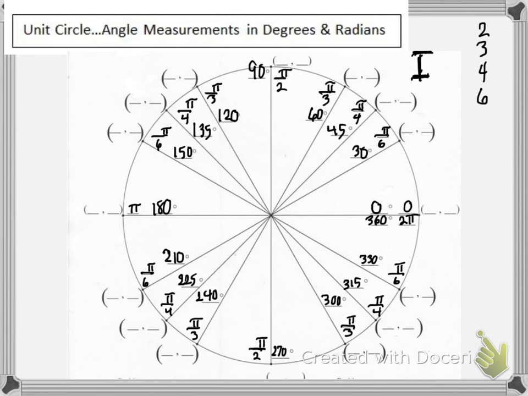Over here in quadrant 2, I'm going to say, if I take the bottom minus 1, I get the top. So 3 minus 1, 2. 4 minus 1, 3. 6 minus 1, 5.